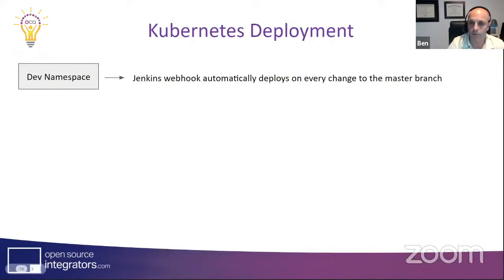So the first is our dev namespace. This is the one that is automatically deployed to on every change to the master branch. So once it gets into Jenkins and we push to the master, it then automatically pushes to the ECR and pushes it down into the dev namespace to have a new dev environment available.